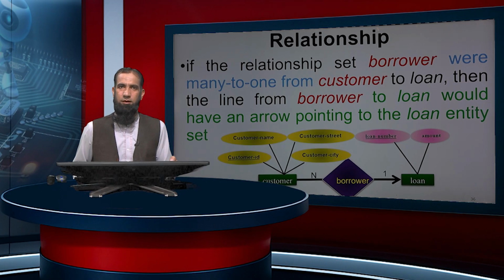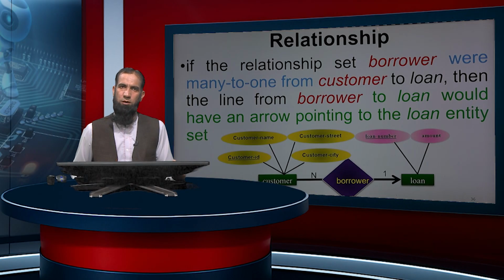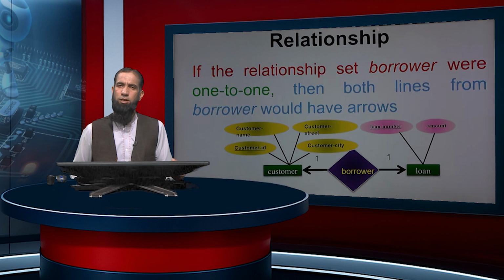If the relationship set borrower were many to one from customer to loan, then this means many customers can participate, but each loan is given towards one customer. In the ER diagram, we show this by drawing a line from the relationship set borrower to the loan entity with an arrow pointing towards loan. This arrow clearly represents that for every loan there is only one customer, while on the customer side multiple loans can be applied.